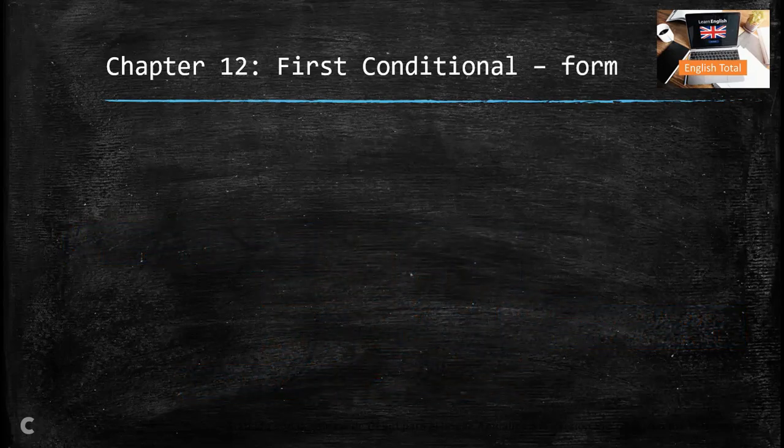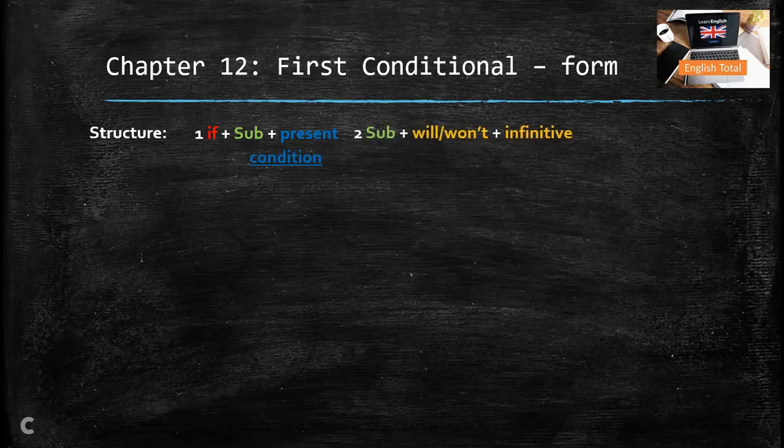Okay, let's have a closer look at how to form conditional sentences. The first conditional is divided into two sentences. The first sentence starts with if, followed by the subject and then the verb in present tense. And it describes the condition. The second sentence is formed by the subject, followed by will or won't, and the verb in infinitive form, and it describes the result or consequence of the condition. Take a look at these examples.